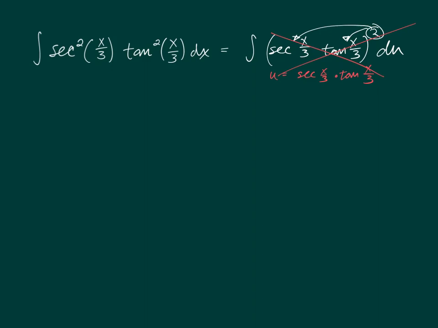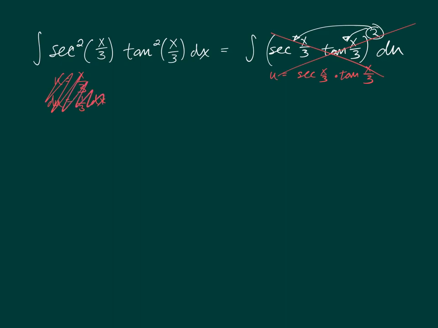If we let u be equal to just x over 3, that's not going to work either here, because the derivative du would be 1/3 dx. And if we let that happen, then we would just end up with a secant squared u times tangent squared u. In this case, it would be times 3 du if we multiply both sides by 3. And that's not going to work either.